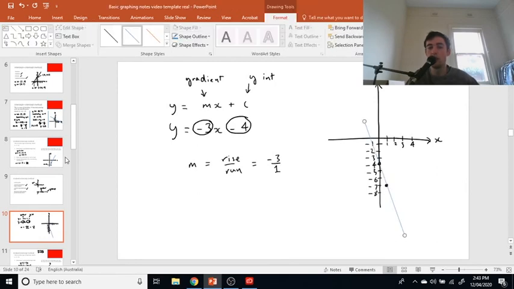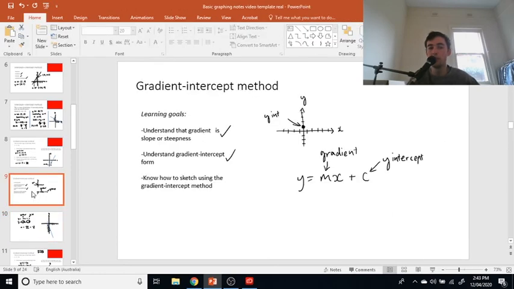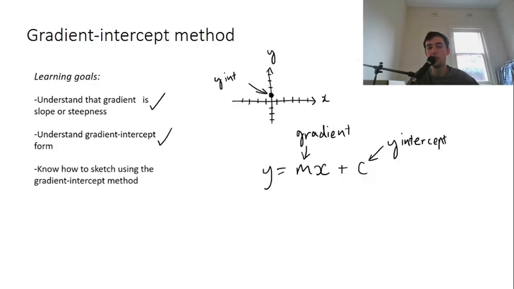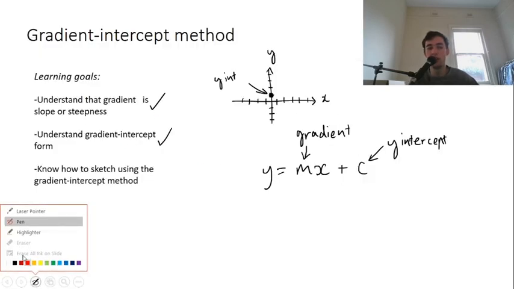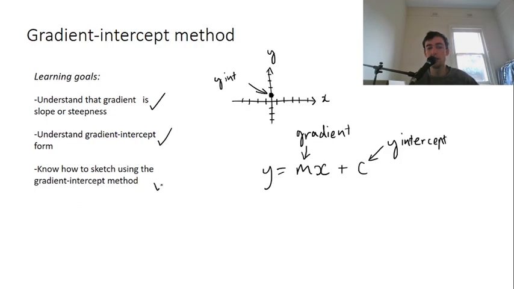So our learning goals were to understand that gradient is slope or steepness, understand gradient-intercept form, and know how to sketch using the gradient-intercept method. So if you have learned all these 3 things, that's great. If not, you might want to watch some of the parts of the video again. But don't watch the whole thing again, only watch the parts that you didn't understand.